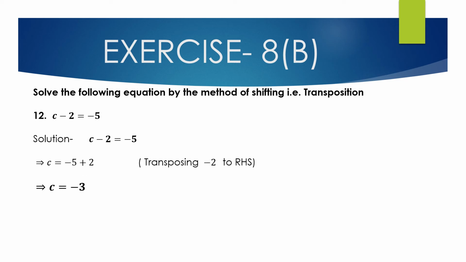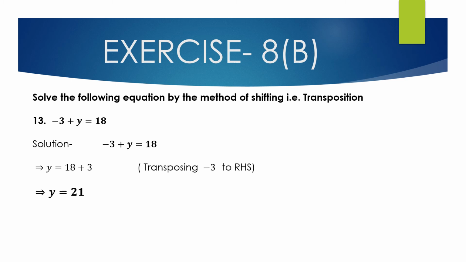Now we solve question number 12. Question number 12 is c minus 2 equal to minus 5. This is the equation given and we have to solve the value for the variable c. Minus 2 transposed to the right hand side, then minus 2 changes to plus 2. Now we get c equal to 2 minus 5, and 2 minus 5 is minus 3. Now we get c is minus 3. So value for the variable c is minus 3.